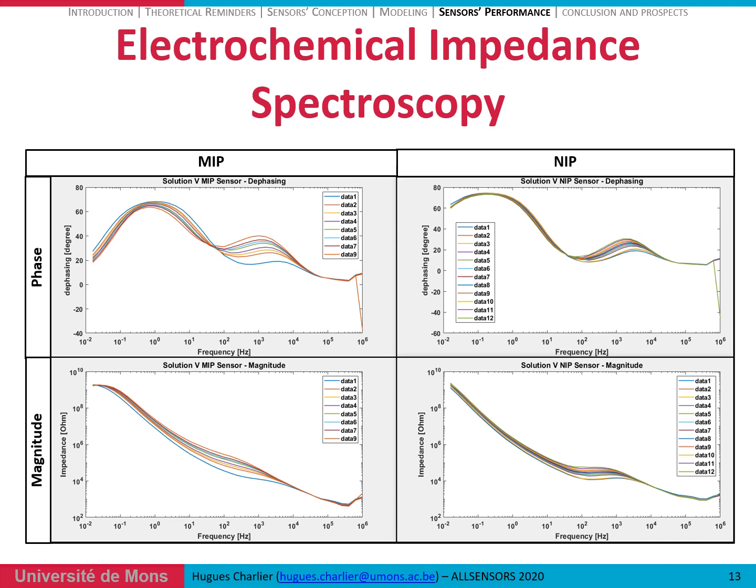So this system gives us the results presented here. They are presented under both diagrams, with the phase above and the magnitude under. You can see for each of these graphs the evolution of each data curve. Each data curve corresponds to the addition of 12.5 ppb. So data 1 being 0 ppb, data 2 12.5 ppb, etc. On the left, you can see the MIP answers, that are the answers furnished by the MIP sensors that we presented before. And on the right, you can see the NIP answers.